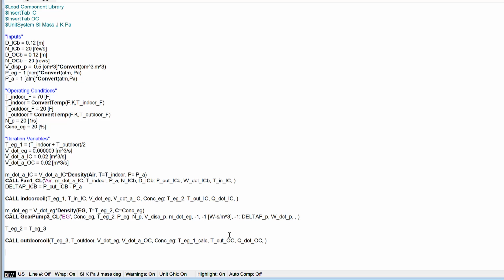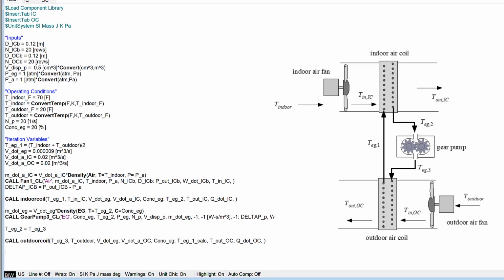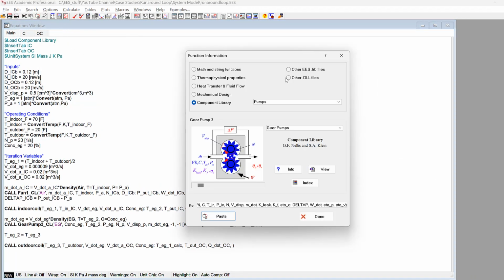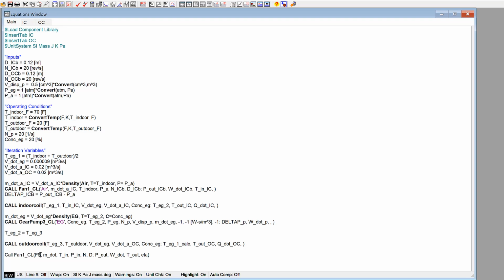And I think the last thing I have to do here is the outdoor fan, right? So this is the fan that's energizing the outdoor air coil. So yeah, let's go ahead and do that. So options, I'm going to call that fan component again. So I think that's fan 1. We'll paste it right here.